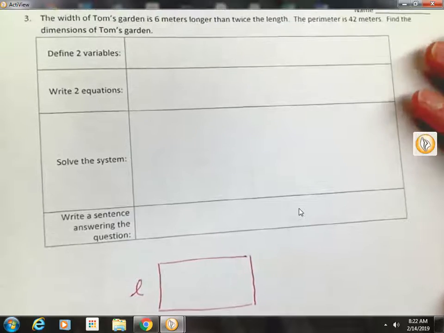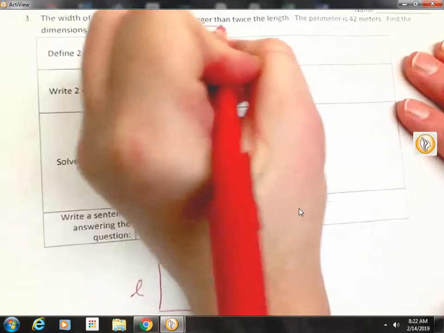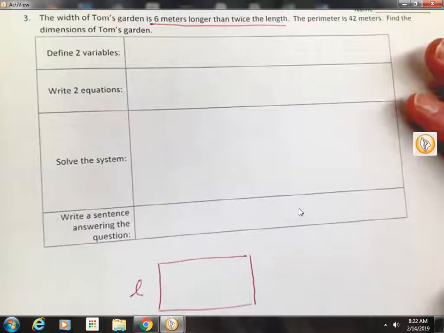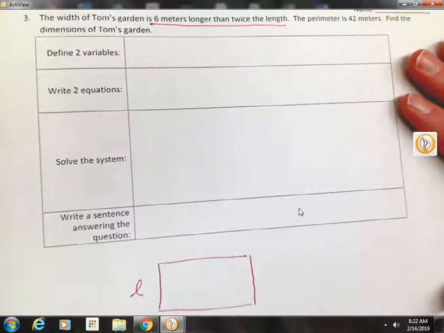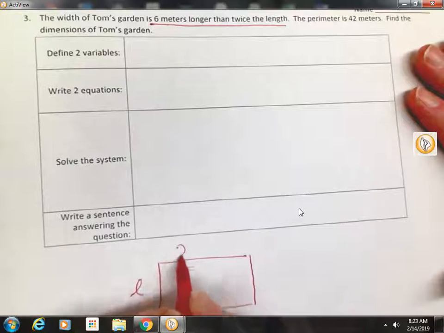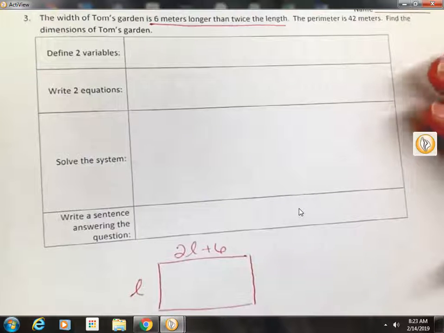It tells us that it is 6 meters longer than twice its length. Does anybody have an expression I could use for the width? Longer than twice the length. Rose? 2L plus 6. Good job, yes. 2L plus 6, or I could do 6 plus 2L. That would be fine too.